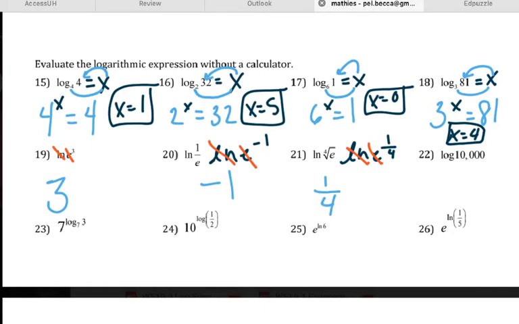Okay? This log, there's an invisible 10 here. Goes back to what we were doing with 15 to 17. We have to put an x here. Whenever they're real numbers, we do the snail. 10, my base, raised to the x, equals 10,000. What is that, 10 to the 3rd? Nope, 10 to the 4th. Duh.